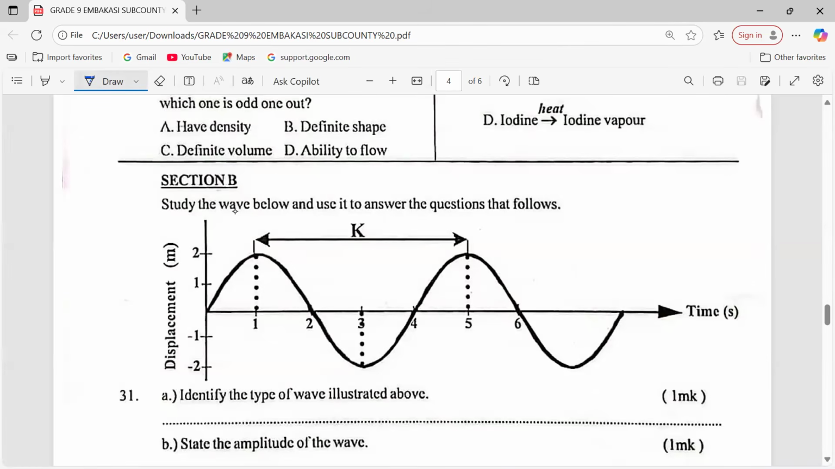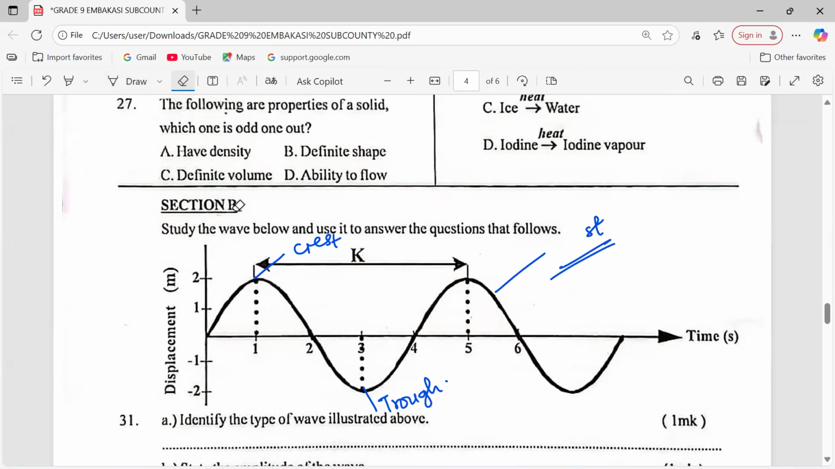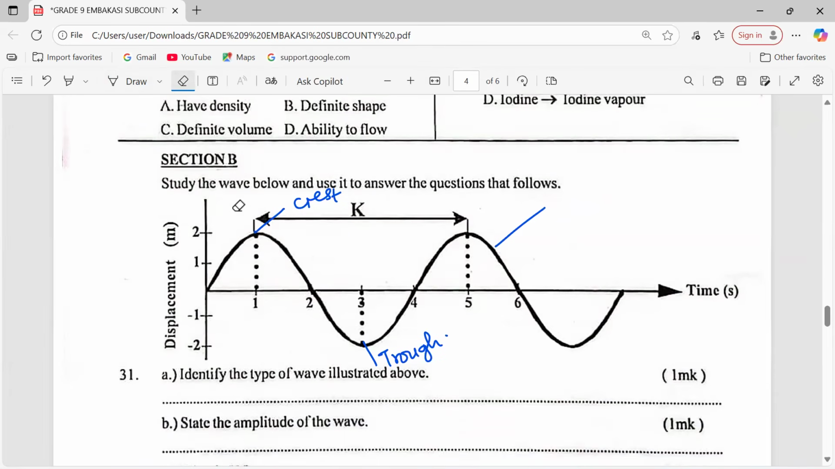So we are saying this is a crest, and this is a trough. Precisely, crests and troughs are specific points, not within a certain region. So you can't tell me that this is a crest and you expect a mark. No, that's not a crest. Crest is the topmost point within a curve, like that.